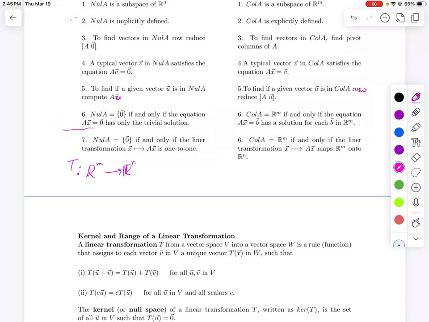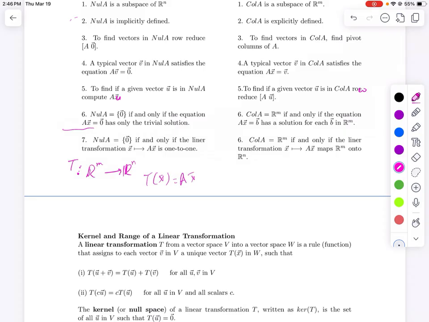We also notice that this type of transformation can be converted into T of x equals Ax, where A is the standard matrix of the transformation. This is the same A that we were talking about, the m by n matrix A. So number 7 is saying the null space will consist of only the 0 vector if and only if the linear transformation x, which goes to Ax, is 1 to 1.